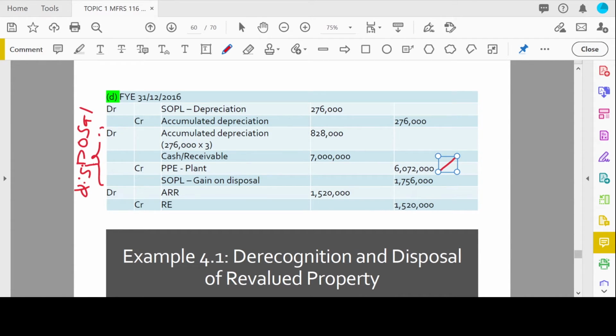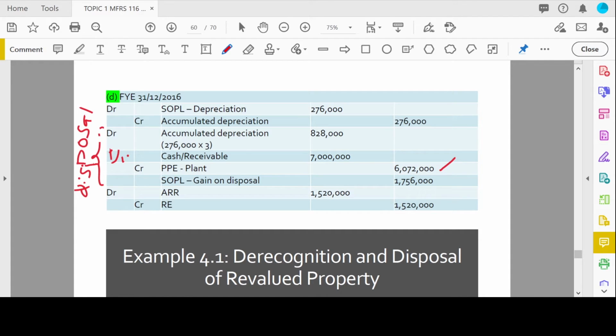And then debit the accumulated depreciation. Starting from year 2014, we have provided depreciation of 276,000, for 3 years: 2014, 15, and 16. Why is 16 included? Because this disposal happened at the end of the year. So debit accumulated depreciation 828,000. Is there any cash received? Yes, 7 million. You debit 7 million.